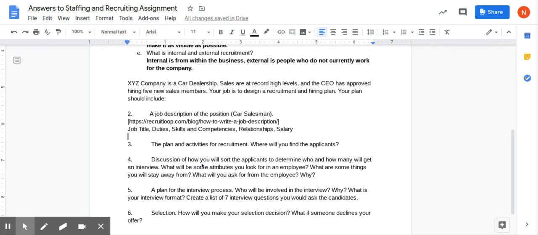All right, the plan and activities for recruitment. Where will you find these applicants? Obviously, posting online is probably the best way of going about it. There are a lot of different job search websites: Indeed.com, Monster.com, CareerBuilder. That's probably where you're going to find the best people. You could put stuff in a newspaper, but that's probably not as efficient anymore. Walking around the streets and trying to find people at ShopRite is probably not going to be ideal. You're going to want to find people in a better spot.